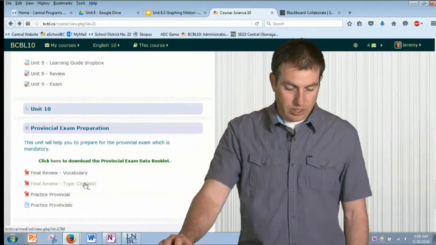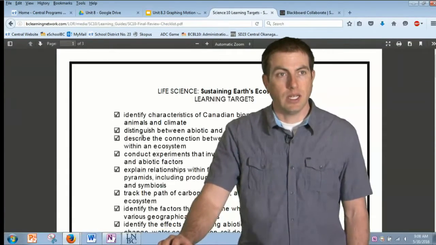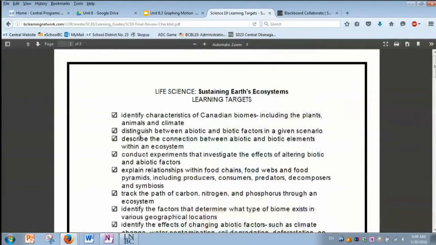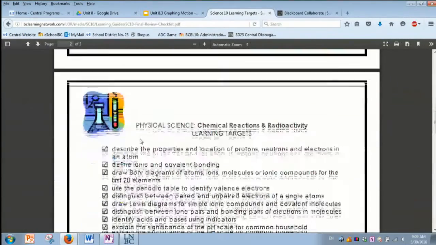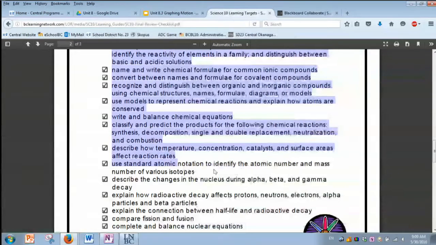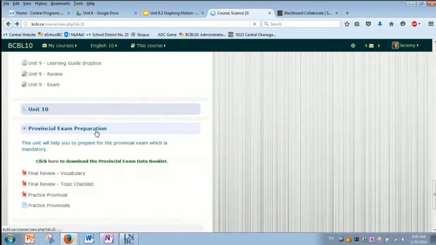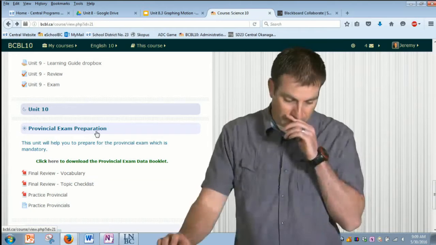The other thing we have here is a topic checklist, which is exactly what it sounds like. It goes through each of the learning outcomes from the course, and you should be able to do all of these things, such as use standard atomic notation to identify the atomic number and mass of various isotopes. Do you know what an isotope is? Atomic mass number. If you see something you haven't seen before, you can go back and look it up.